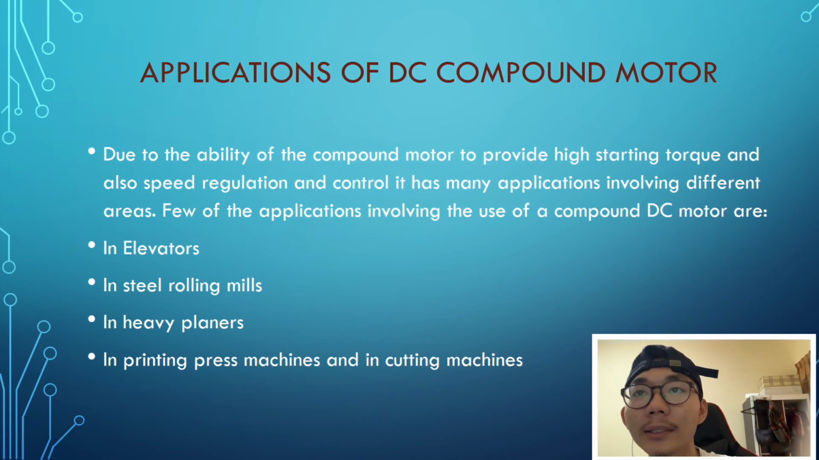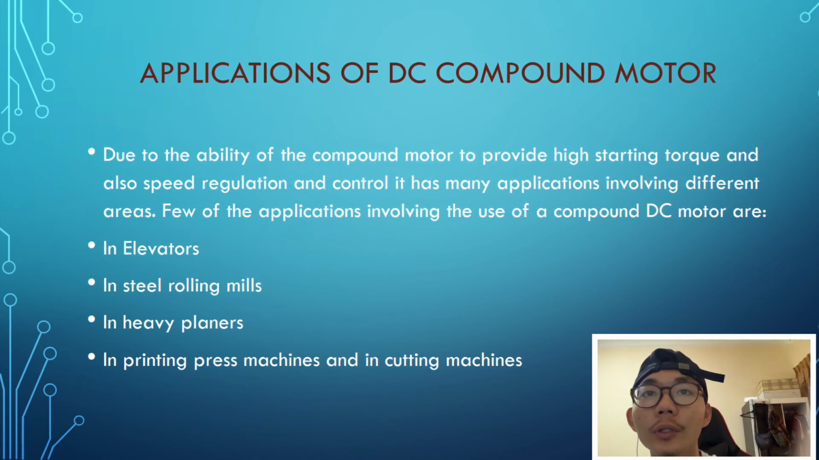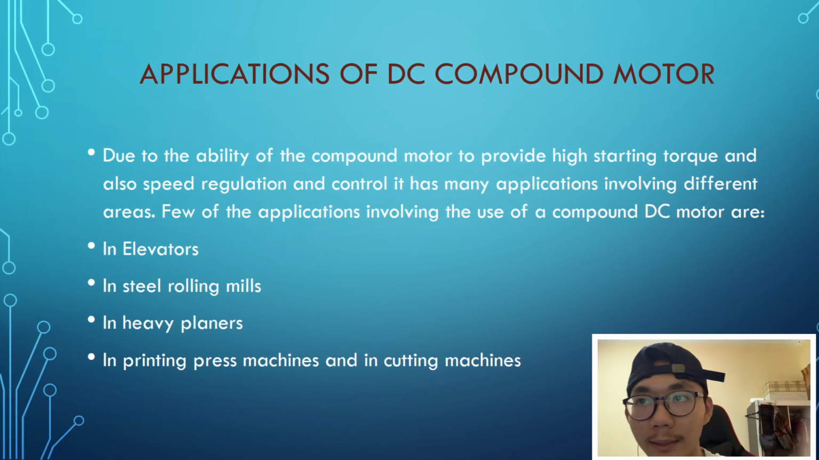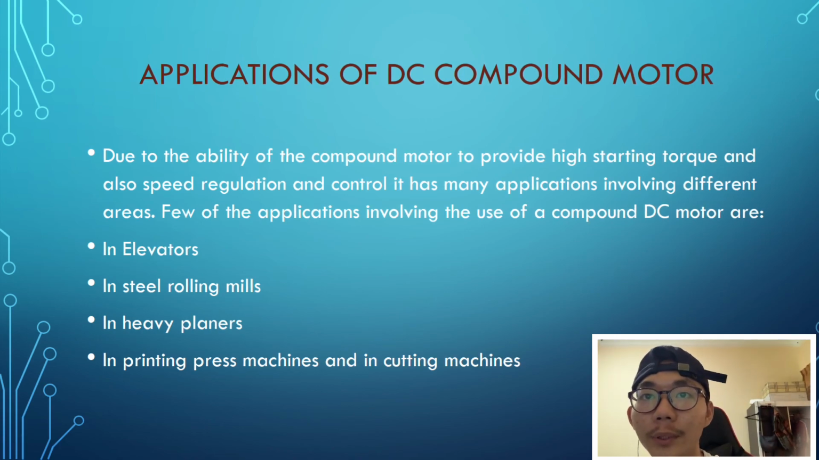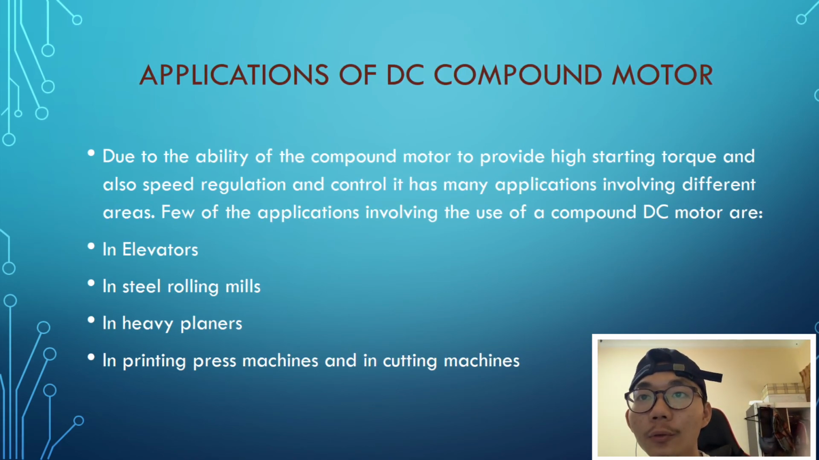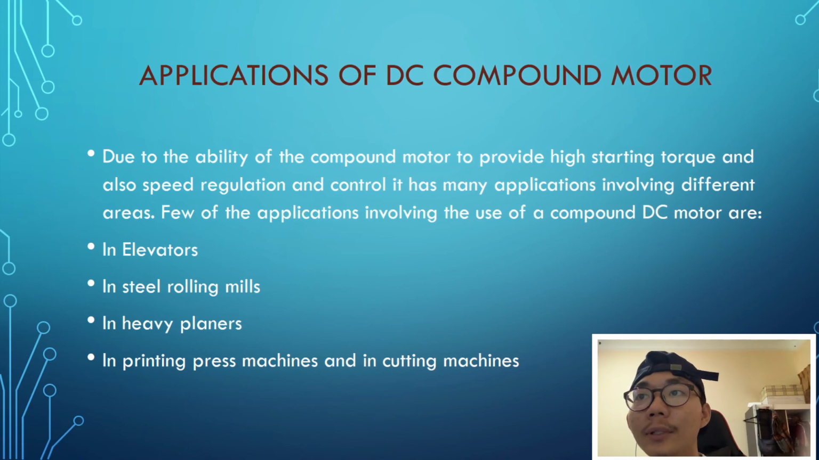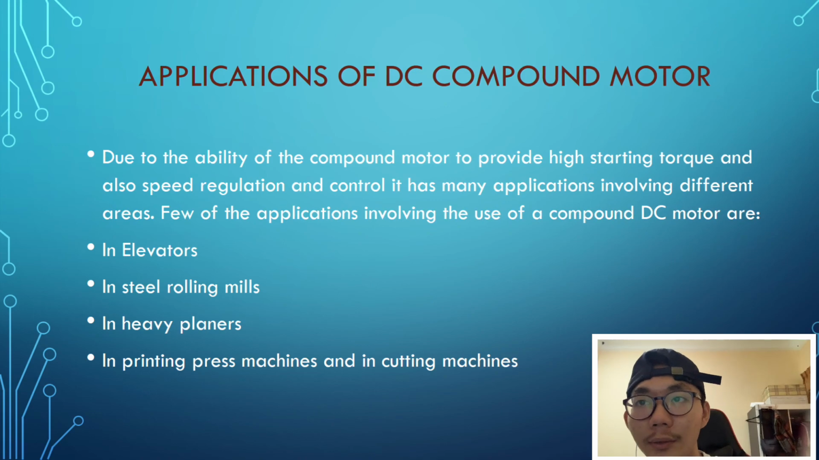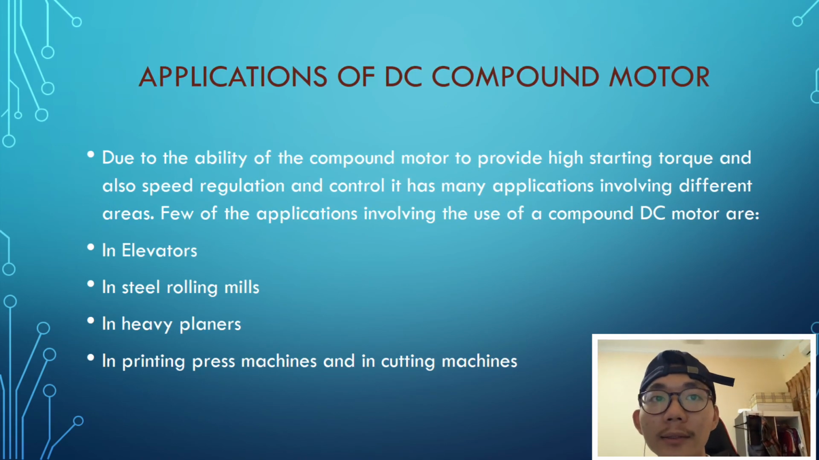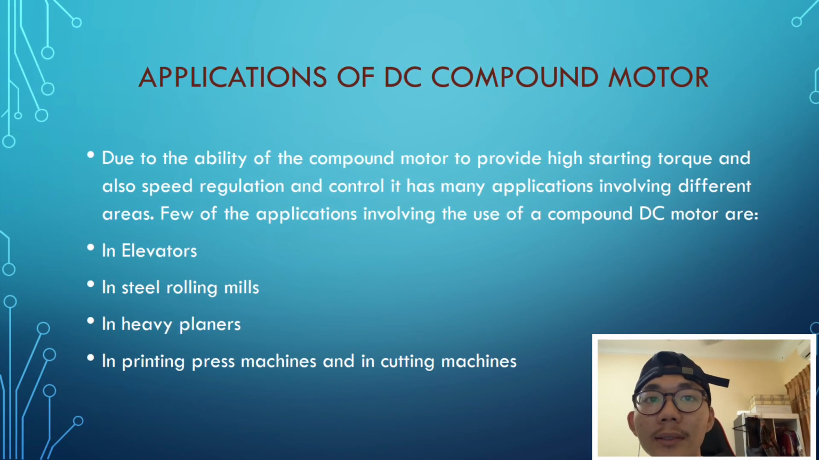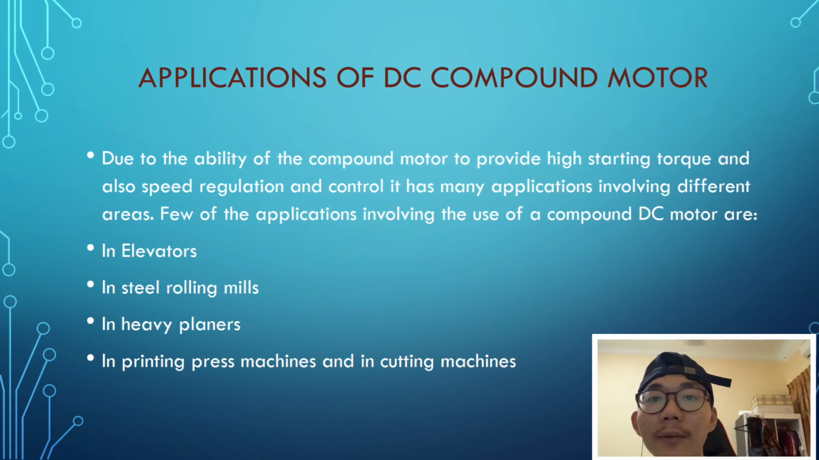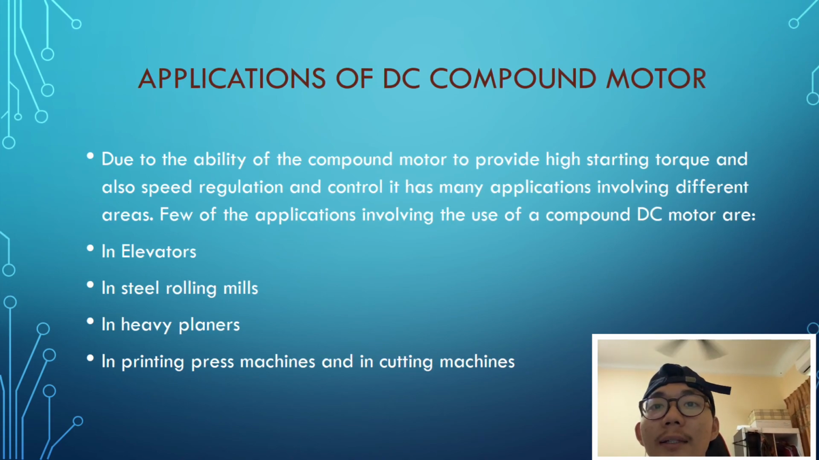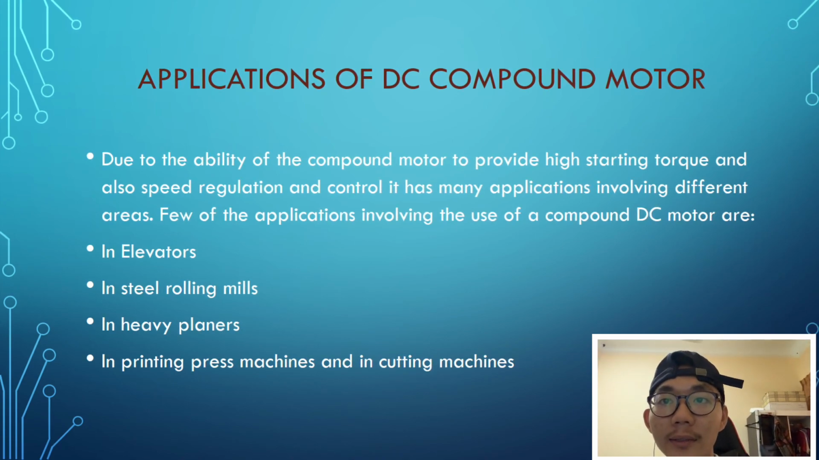Next is the application of the DC compound motor. Due to the ability of compound motor to provide high starting torque and also speed regulation and control, it has many applications involving different areas. A few of the applications involving the use of compound DC motor are in elevator, in steel rolling mill, in heavy planer, in printing press machine, and in cutting machine. That's all from me.